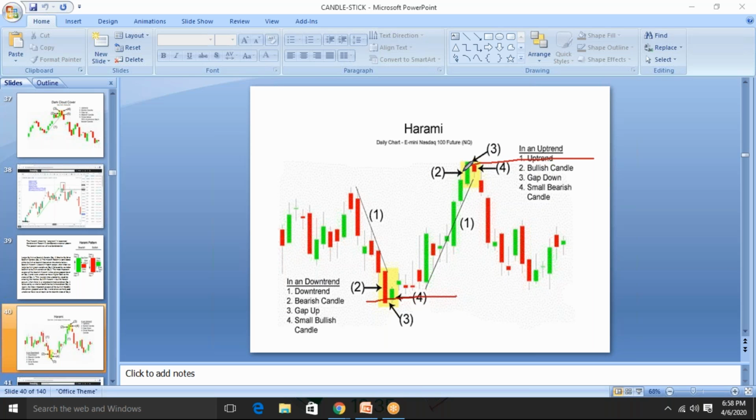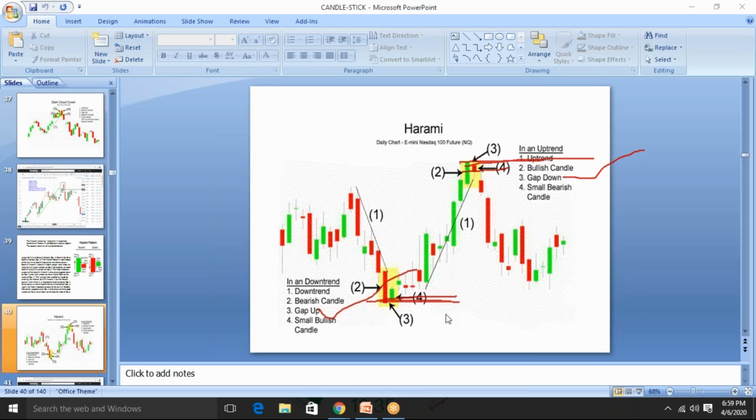This body should be small, and there should be gap up opening in case of bullish, and in case of bearish there should be gap down opening. These are the basic requirements. You have to always remember the gap down term in case of downtrend, and in case of uptrend, the gap up term. These are the necessary conditions, otherwise it will not be harami.